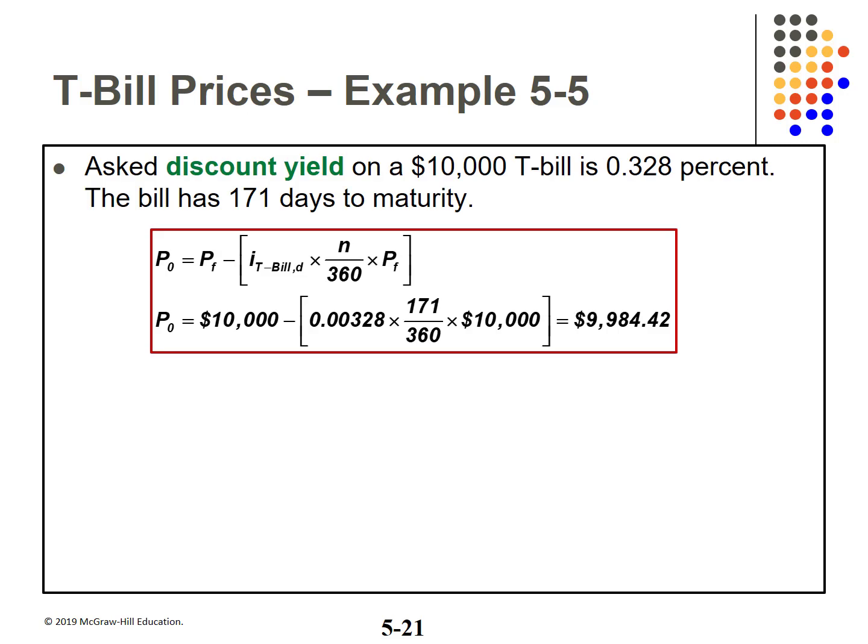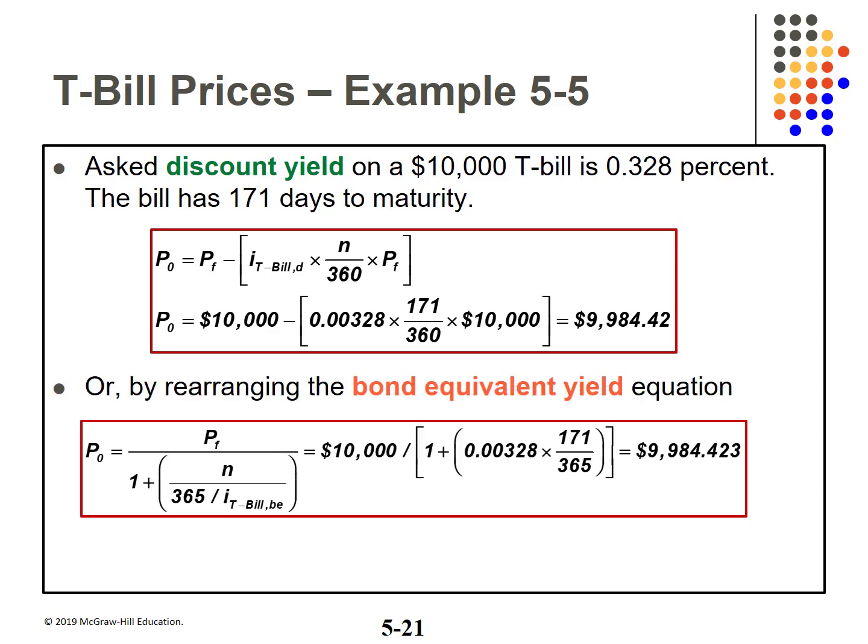Here's example 5.5 from the text. The asked discount yield on a $10,000 T-bill is 0.328%. The bill has 171 days to maturity. Using the previous formula to find the price, we get $9,984.42. We get the same result rearranging the bond equivalent formula. Again, be careful of 360 and 365 and the use of the purchase price or the face value.